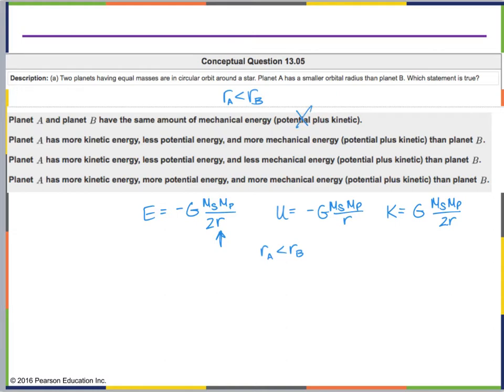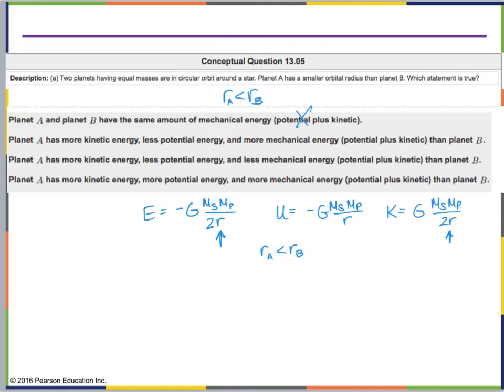If I'm looking at the kinetic energy, it seems to be the first thing that they start talking about. Because planet A has a smaller radius, when it goes into this expression, it's going to give a bigger value. A smaller denominator will give a bigger value. So the kinetic energy of planet A is bigger. So now that means that those 3 answers there are valid.